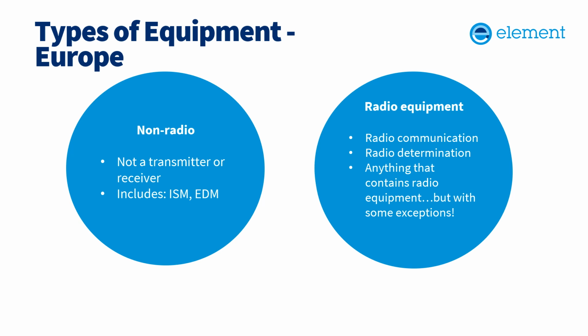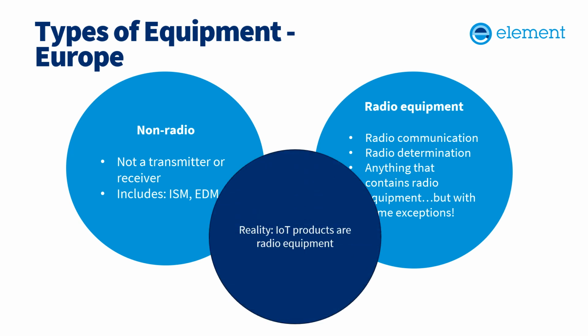Anything that contains radio equipment is also covered under the radio equipment. So in those previous examples with cars and sneakers, and all of those other products, the host equipment, if you put a radio module, as we often refer to them, in something else, then the something else also becomes radio equipment. So in reality, most IoT products again are radio equipment.